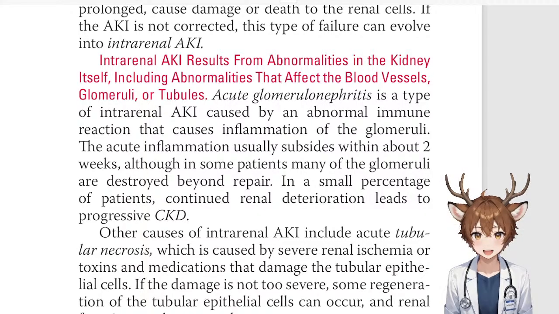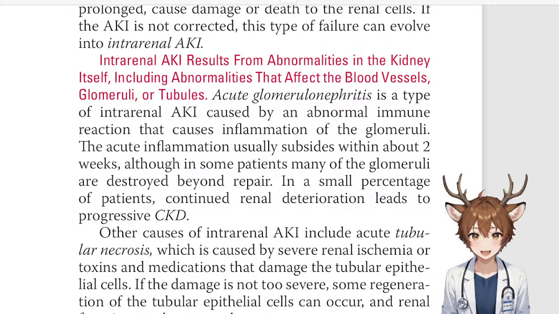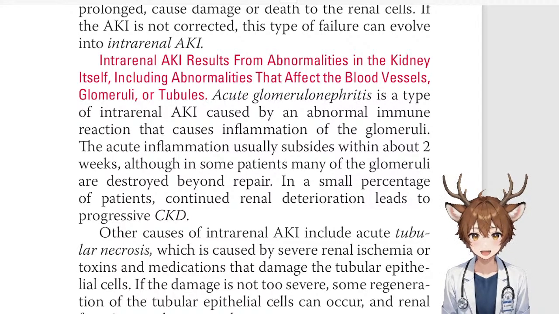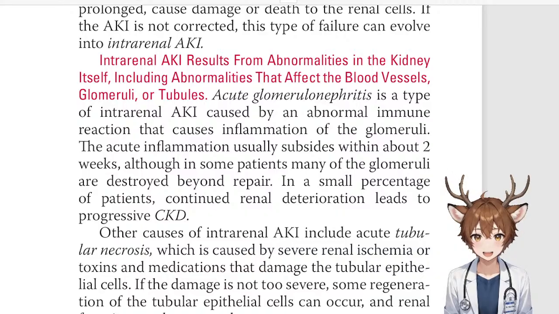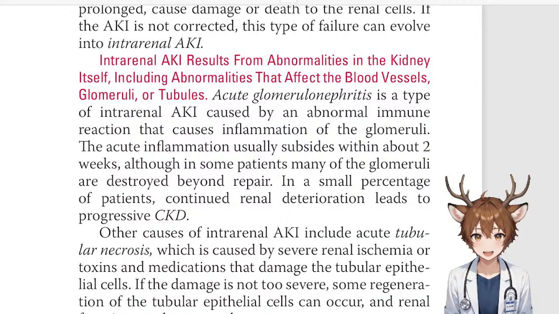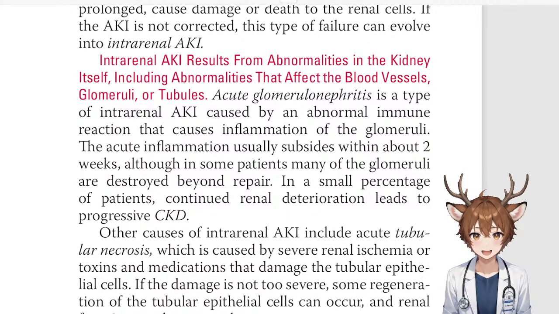Acute glomerulonephritis is a type of intrarenal acute kidney injury caused by an abnormal immune reaction that causes inflammation of the glomeruli. The acute inflammation usually subsides within 2 weeks, although in some patients, many of the glomeruli are destroyed beyond repair. In a small percentage of patients, continued renal deterioration leads to progressive CKD.